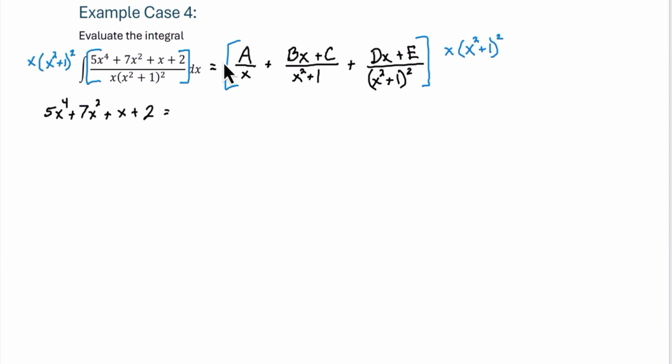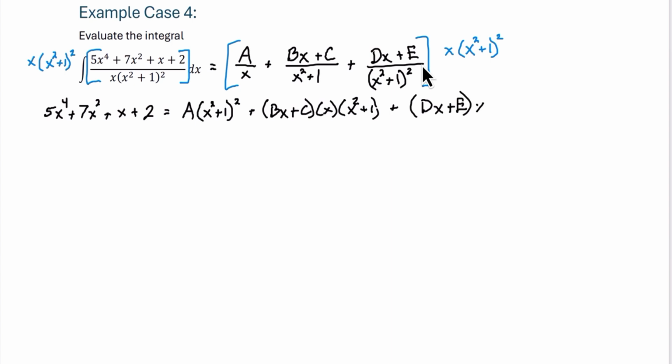Then on the right side, if we distribute the LCD with the first fraction, the x will cancel, leaving us with a times x squared plus 1 squared. And then we'll distribute the LCD with the second fraction. In that case, one of the x squared plus 1 factors will cancel, leaving us with bx plus c times x squared plus 1. Distributing the LCD with the final fraction, we'll get dx plus e times x.